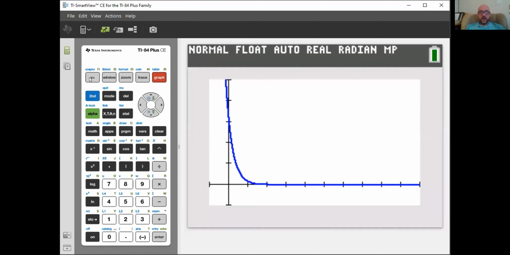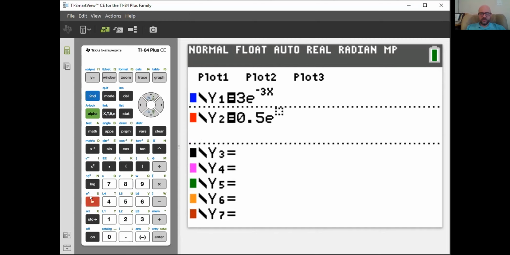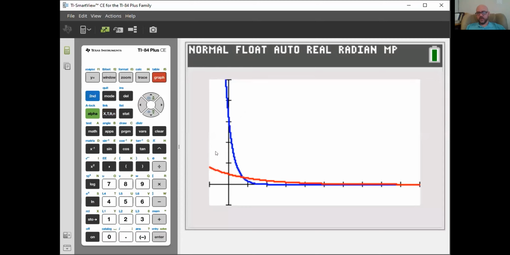So let's do a half. If I did 0.5 times e to the power of negative 0.5x, now I want the x button. We'll see that the red line is that one. That goes down much shallower, quite slowly. In fact, the y-intercept is the 0.5, the decay constant. The y-intercept of the other one is 3. And so this one is decreasing very slowly.